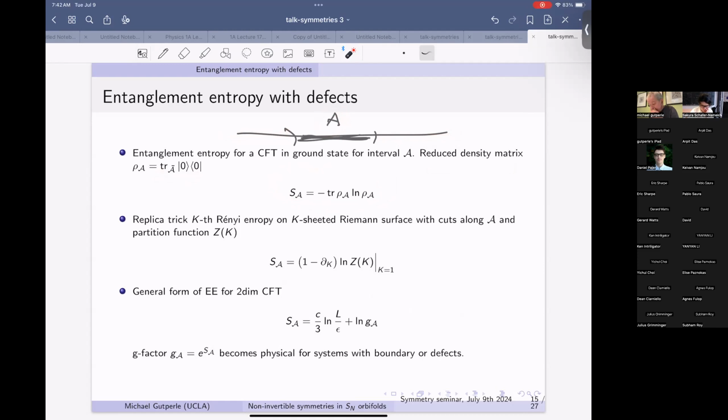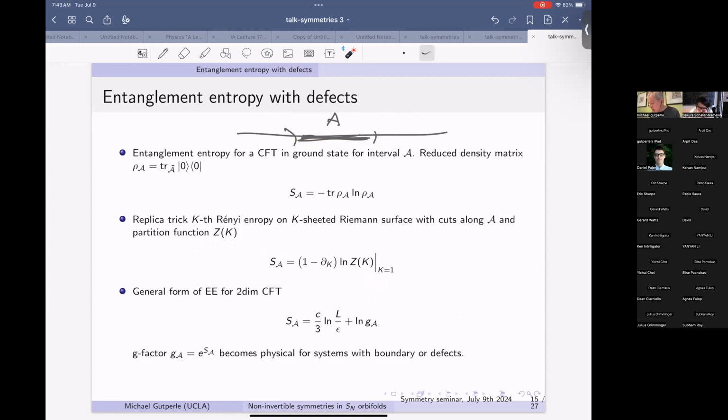The way to calculate this is the replica trick. One looks at the k-th Renyi entropy, which replicates this setup on a k-sheeted Riemann surface, where the replicas are identified at this cut. It's well known that the entanglement entropy can then be calculated from the partition function of the k-sheeted Riemann surface, and then taking this limit.